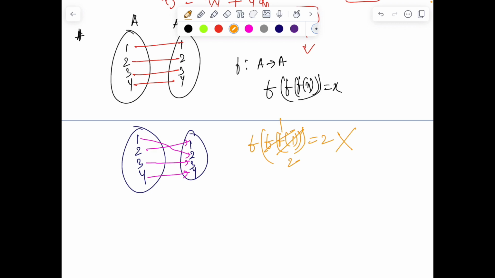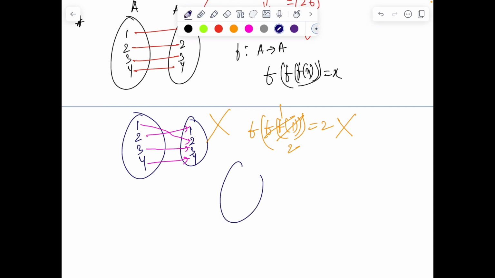Right? So this is not happening. 1 goes to 2, 2 will go to 1, and then again 1 will go to 2. So this kind of mapping is not possible. Then what are the possible mappings? Let's try 1, 2, 3, 4.